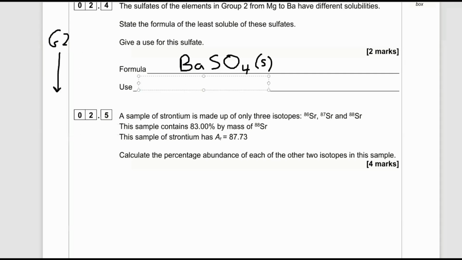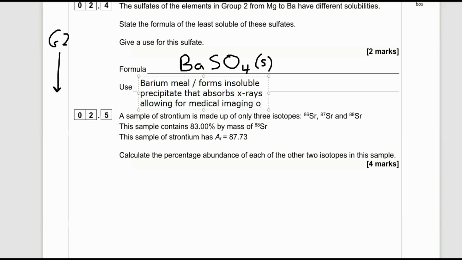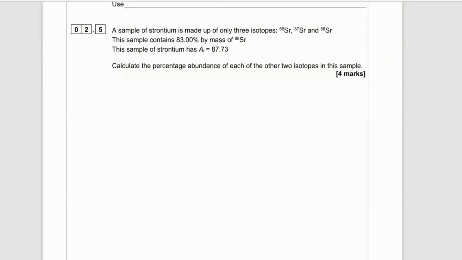Now, what's the use of barium sulfate? Well, you can use it as a barium meal. Barium sulfate is insoluble and so precipitates and forms an insoluble layer that coats organs, and this means it can absorb X-rays, allowing for medical images to be formed of the digestive system. So pretty good when you're looking for sort of cancers or tumors in the digestive system and things like that.